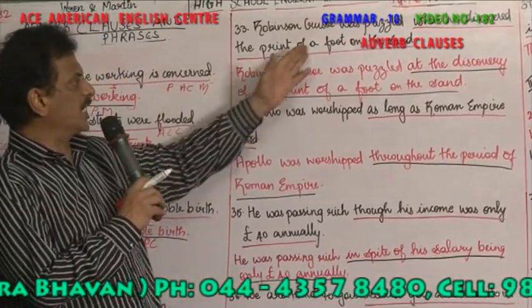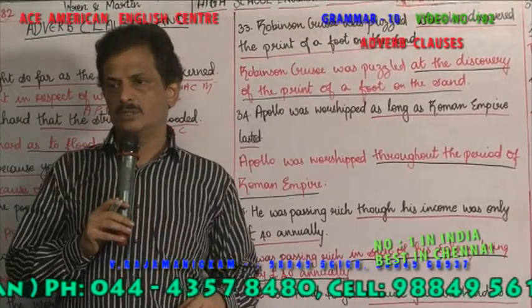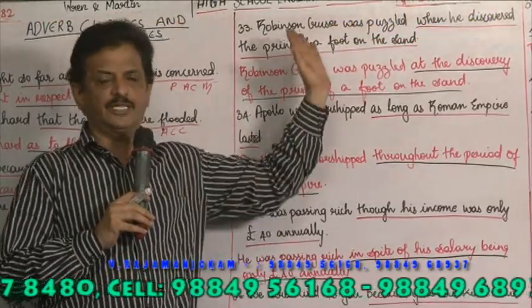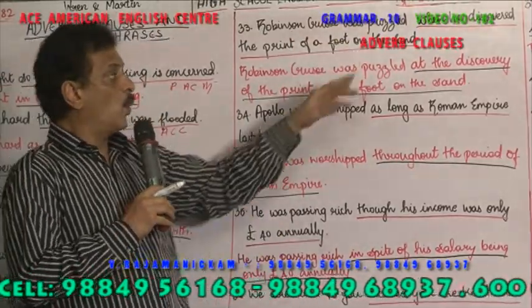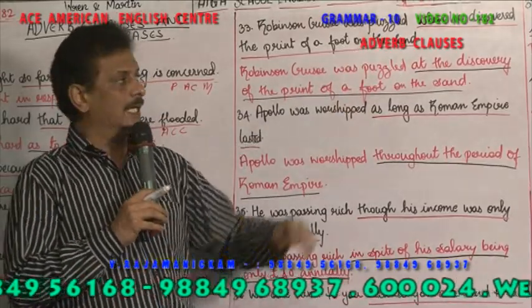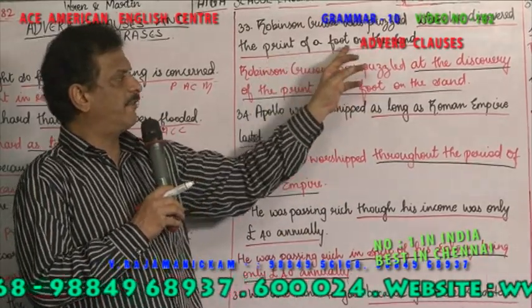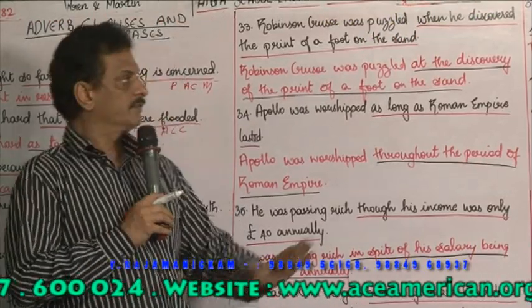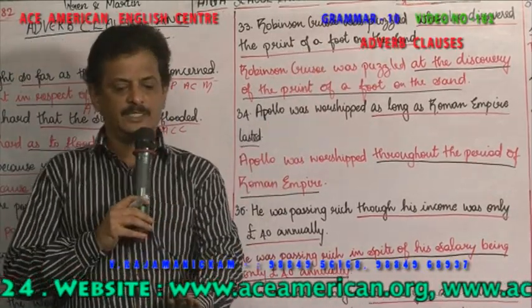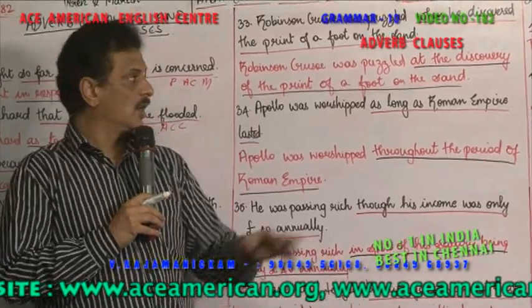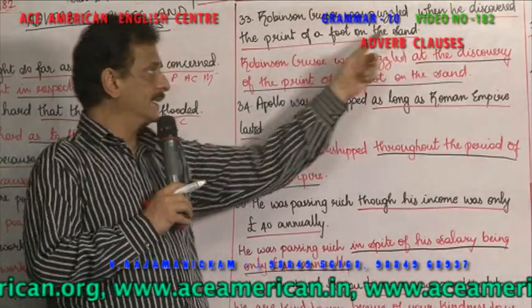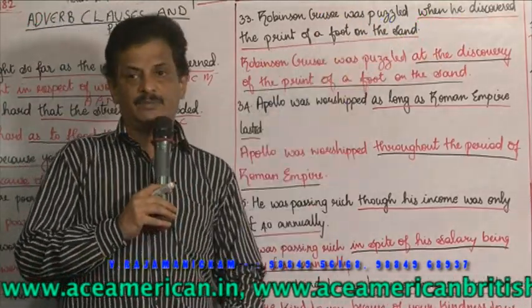So, Robinson Crusoe. He is a sailor, isn't it? Was puzzled, was confused. It's a full sentence, subject and predicate are there. When did he get puzzled? When he discovered the print of a foot on the sand, a man's foot or animal's foot on the seashore. So this is a sentence: he discovered the print of a foot on the sand.